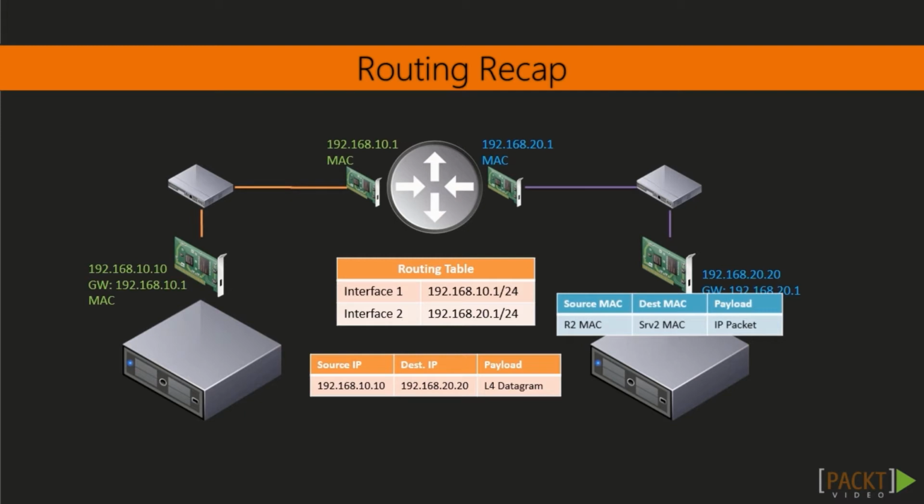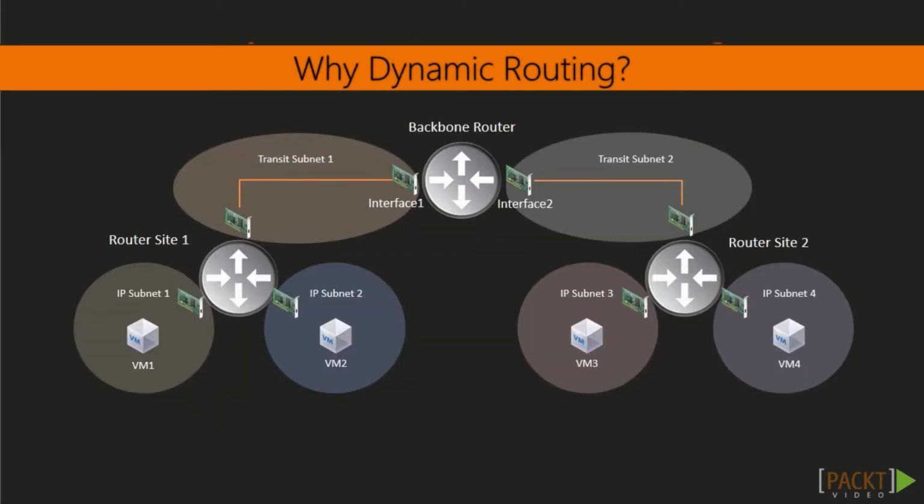So there is no need to do any additional configuration on this machine. But what happens if we have a more complex scenario, and why would we need dynamic routing in our infrastructure? The scenario we have contains 3 routers: the backbone router, router site 1, and router site 2. Each site router has 2 directly attached IP subnets with configured interfaces, and we have 2 additional transit subnets to allow the routers to talk to each other.